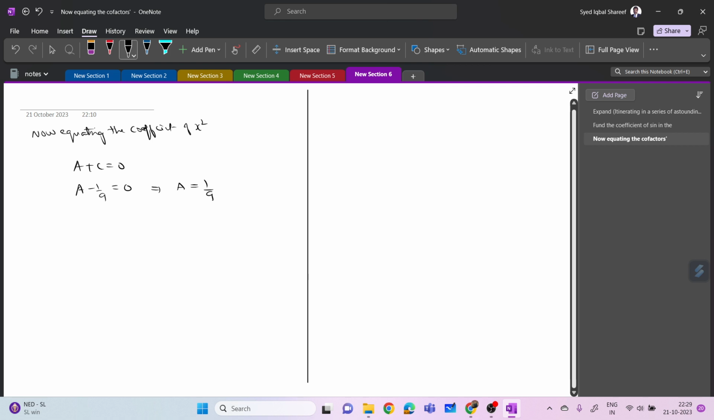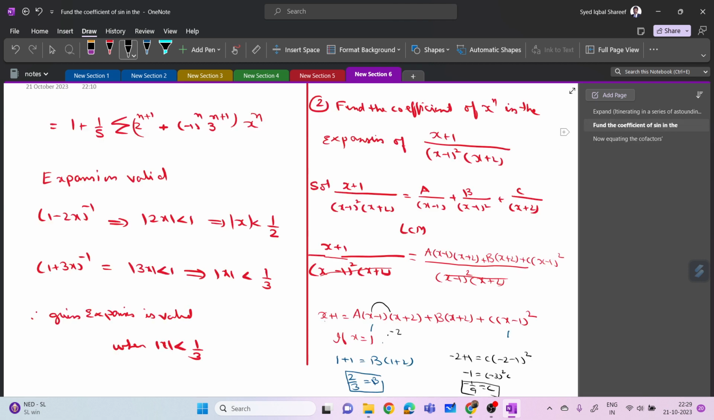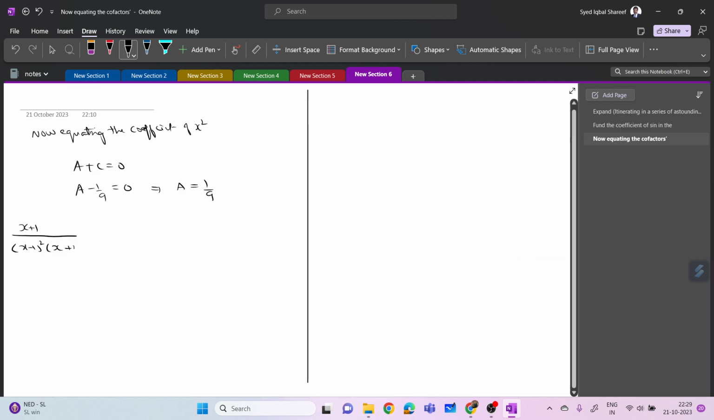So what is our expression? x plus 1 by (x minus 1) whole square into (x plus 2), that is a is 1 by 9, 1 by 9 of (x minus 1) by (x plus 2).